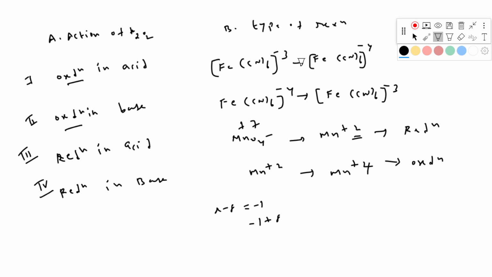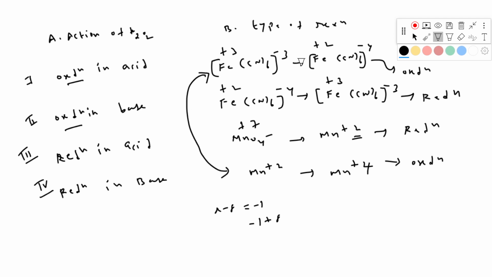Okay. Here x minus 6 equal to minus 4, plus 2. Here x minus 6 equal to minus 3, plus 3. Here the oxidation number increases, so this is also oxidation. Here plus 2 to plus 3, that is oxidation. Oxidation in acid, oxidation in base. Okay. So these two reactions are oxidation reactions.